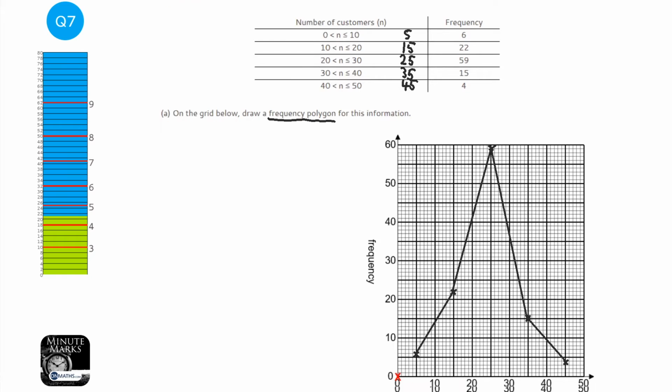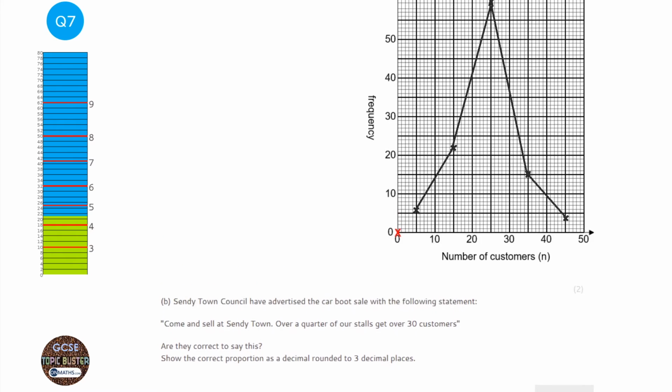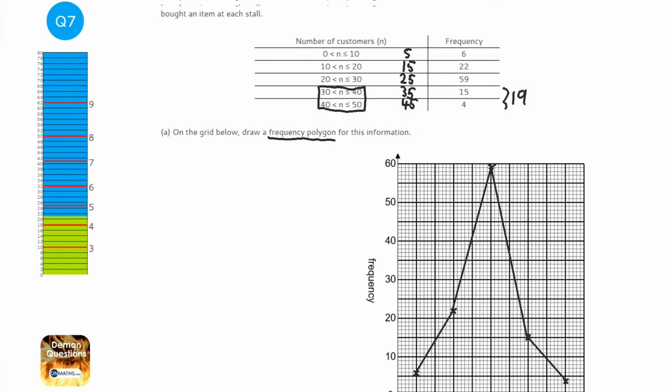Alright, so it says that the town council is saying that over a quarter of the stores get over 30 customers. So we're going to see whether that's right. Over 30 customers would be these two groups here, 30 to 40 and 40 to 50. So that is 19 altogether. So that's 19 out of, and let's add all the rest up, so 6 plus 22 plus 59 plus 15 plus 4, out of 106.